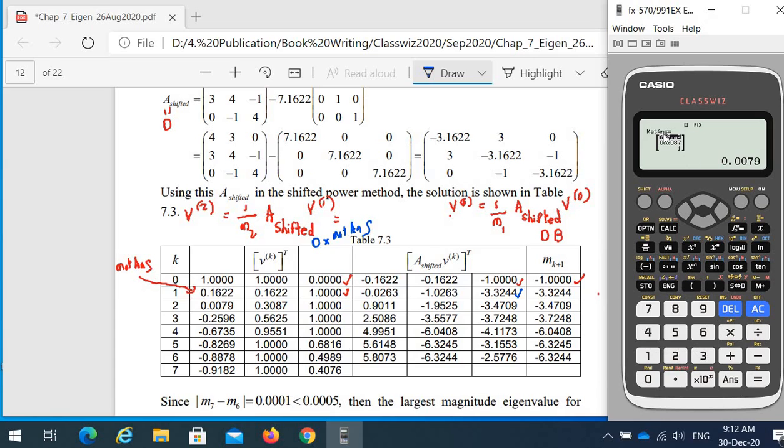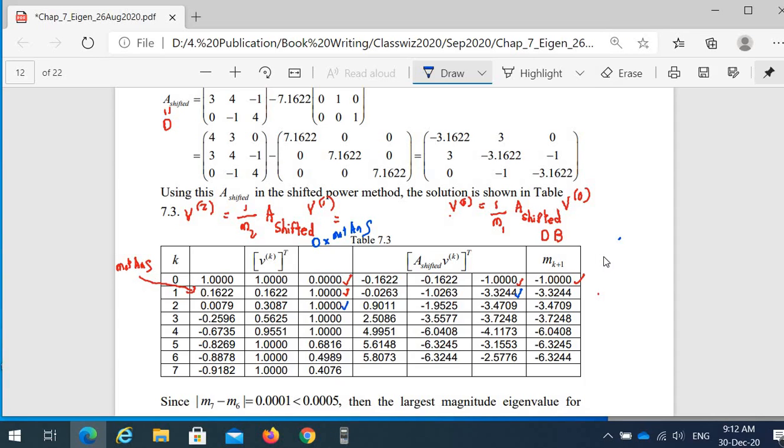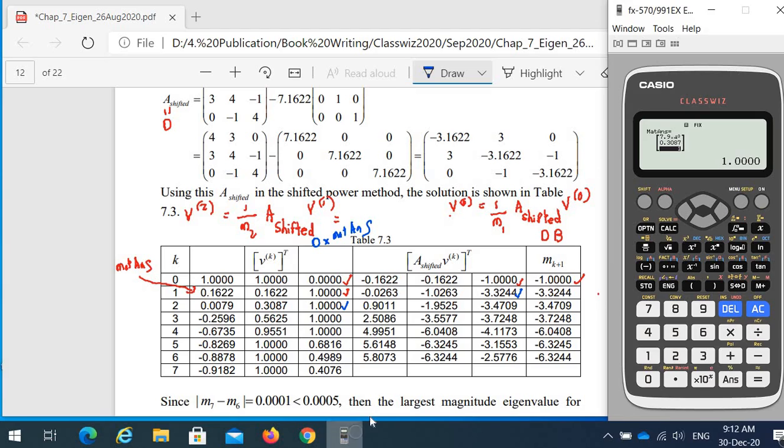So you get, okay, this is actually V number 2. V number 2, this is 0.0079, 0.3087, 1. Okay, this one. So to calculate A shifted V2, again you use D times max answer. And you use it. So now option number 6 times options, your max answer.